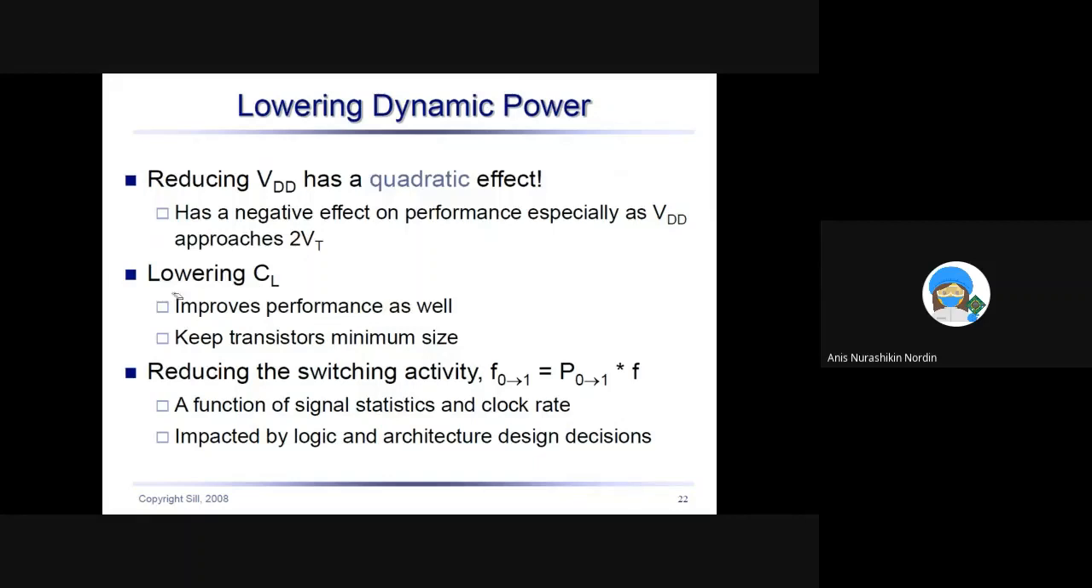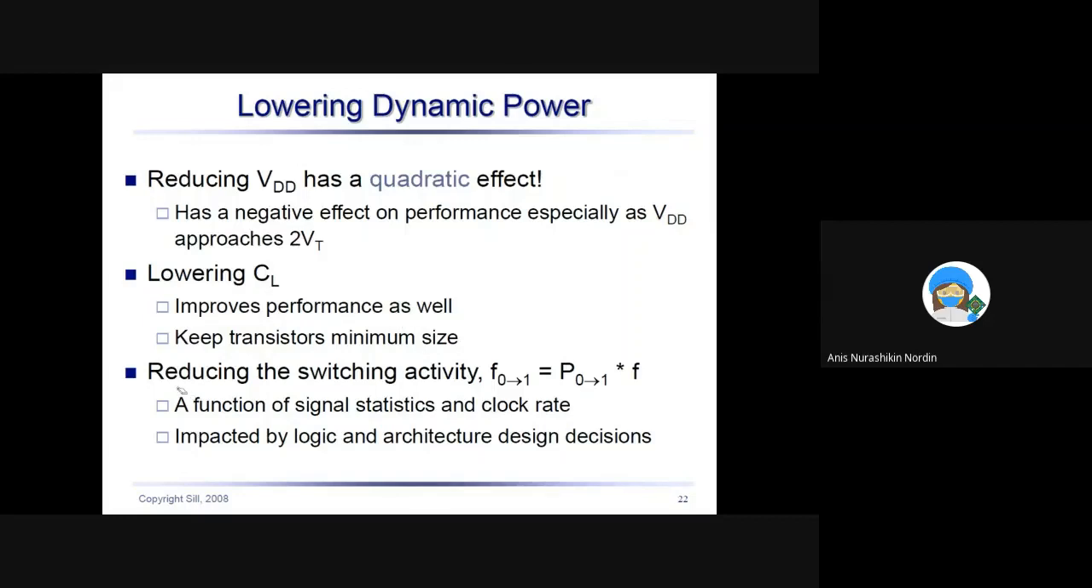So the other one is that you can lower the CL, the capacitive load. And how can you lower the CL? It is by keeping the transistor at minimum size. So if you reduce the C, you reduce the delay, because the delay is considered tau equal to R times C. So you will improve the performance.